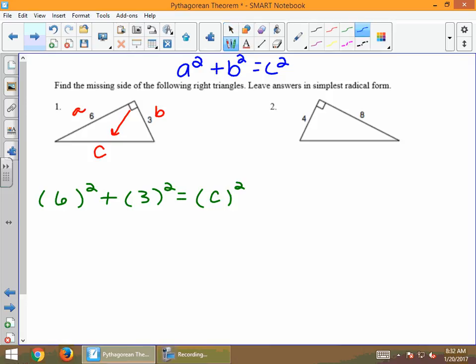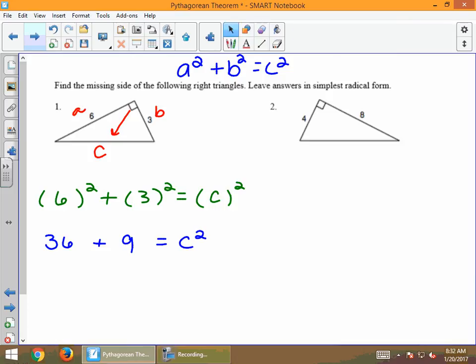If you plug this in your calculator, we have 6 squared, which is 36. 3 squared, which is 9. And we just leave that as C squared. Again, keep cleaning it up. Go ahead and combine your like terms. 36 plus 9 is 45. C squared. And we just want to know what C is. We don't necessarily need to know what C squared is.